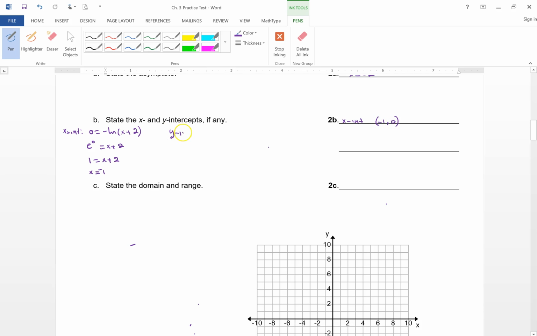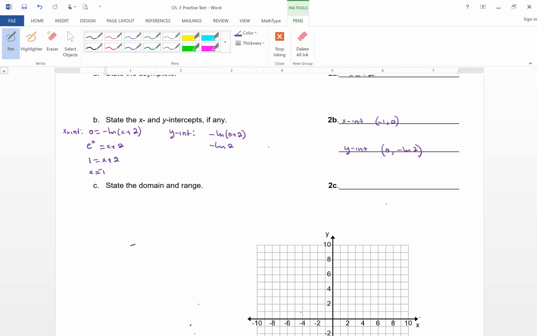The y-intercept is when x equals 0, so it's negative ln of 0 plus 2, which is negative ln of 2. So it's 0 comma negative ln of 2. Okay, so I will specify how you need to give your answer. If I haven't specified decimal or not decimal, then it's up to you.